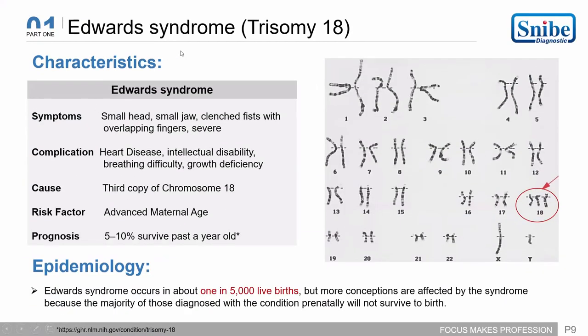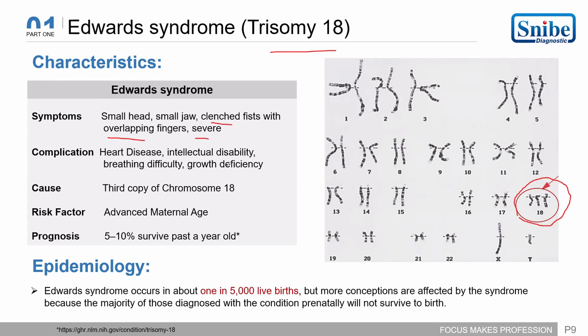If you talk about the characterization of Edwards syndrome, that's trisomy 18. In this trisomy, the symptoms are a small head, small jaw, and clenched fist with overlapping fingers, and it is a severe condition. If we go to the chromosomal analysis of chromosome number 18, there is one extra chromosome, a third copy of chromosome 18, which may lead to this genetic disorder.